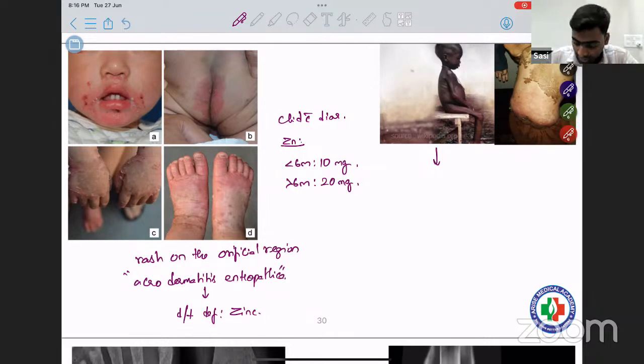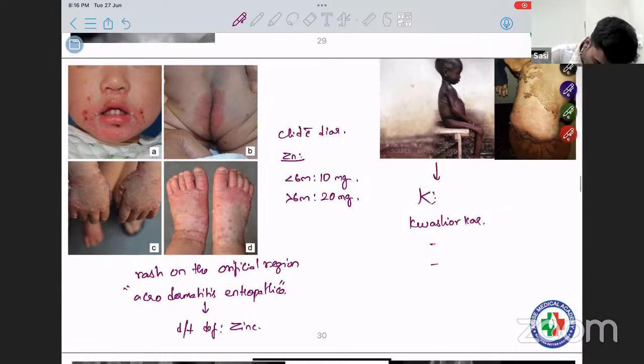Next one. What do you think of? Yeah, this one. If you see someone with a belly or the edema, it will be suggestive of kwashiorkor. And in the case of kwashiorkor, along with this belly, you will see these 2 appearances. This one is known as flaky paint dermatosis.